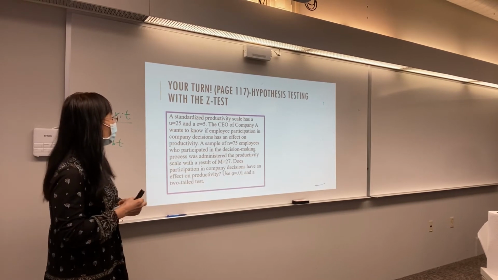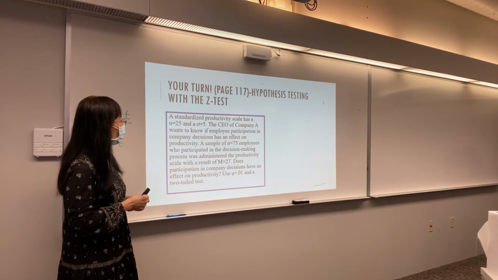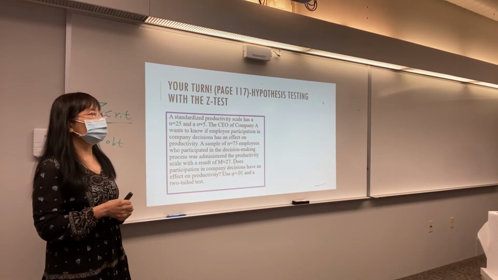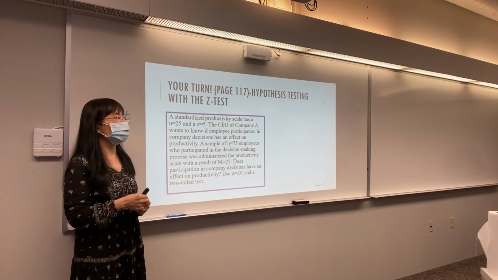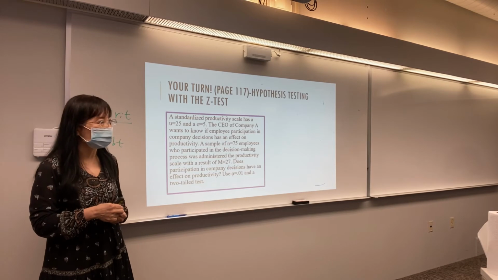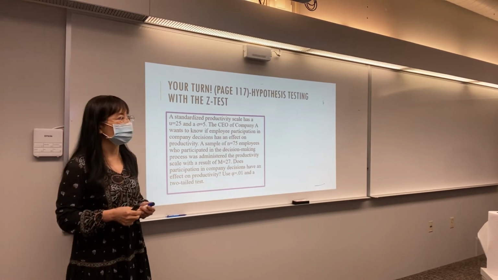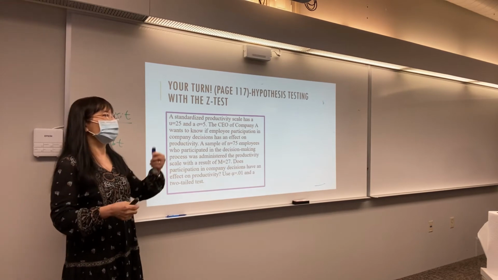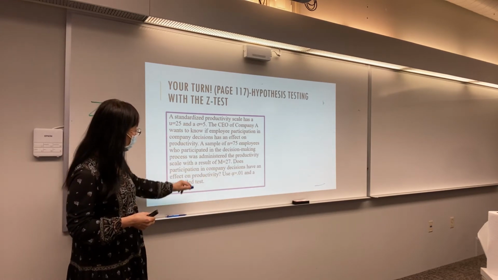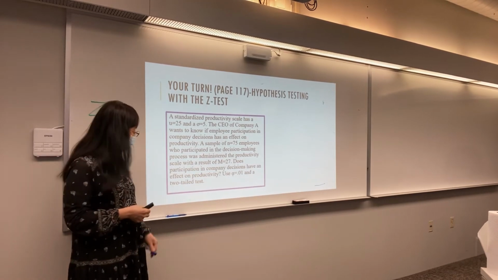A standardized productivity scale has mu 25, standard deviation 5. The CEO of company A wants to know if employee participation in company decision has an effect on productivity. A sample of n equals 75 employees who participate in the decision-making process got M equals 27. Alpha level 0.01, and do two tails.